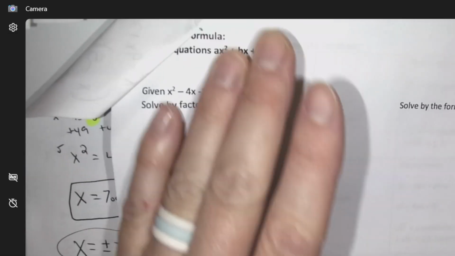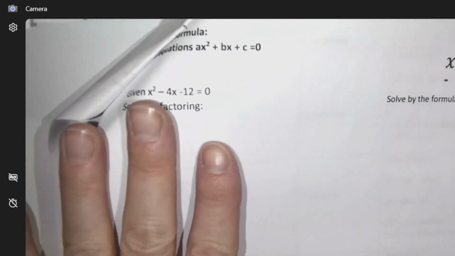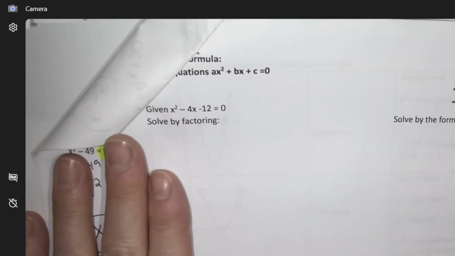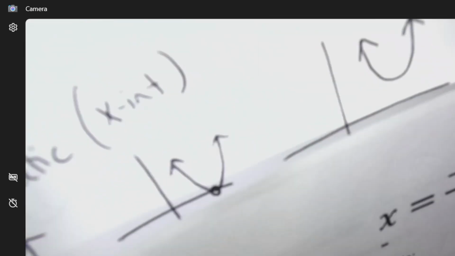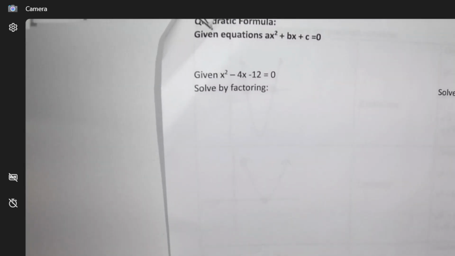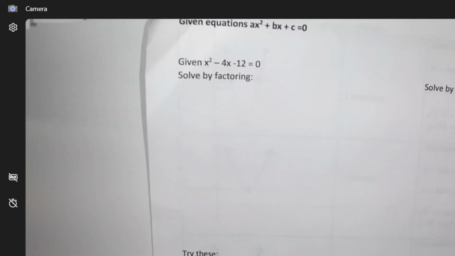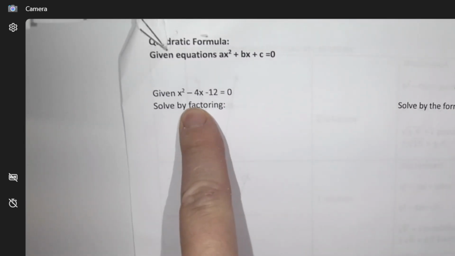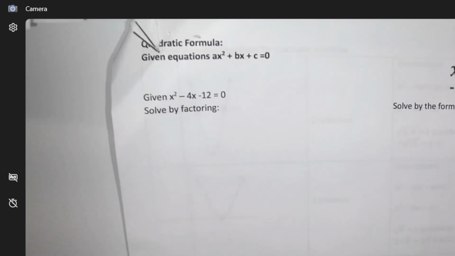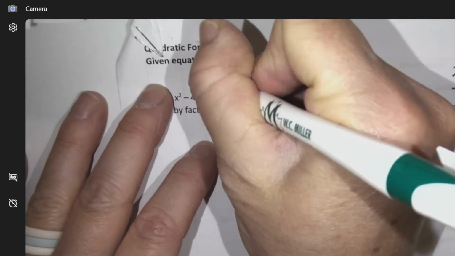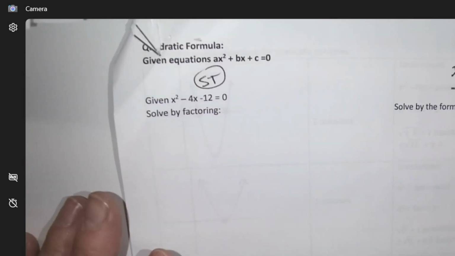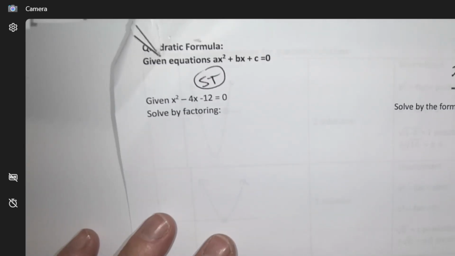All right, so learning the quadratic formula, I'm going to give you an example first that is factorable, just so that we can see what's happening. Okay, so this equation is factorable, so let's do that. So it is a simple trinomial.